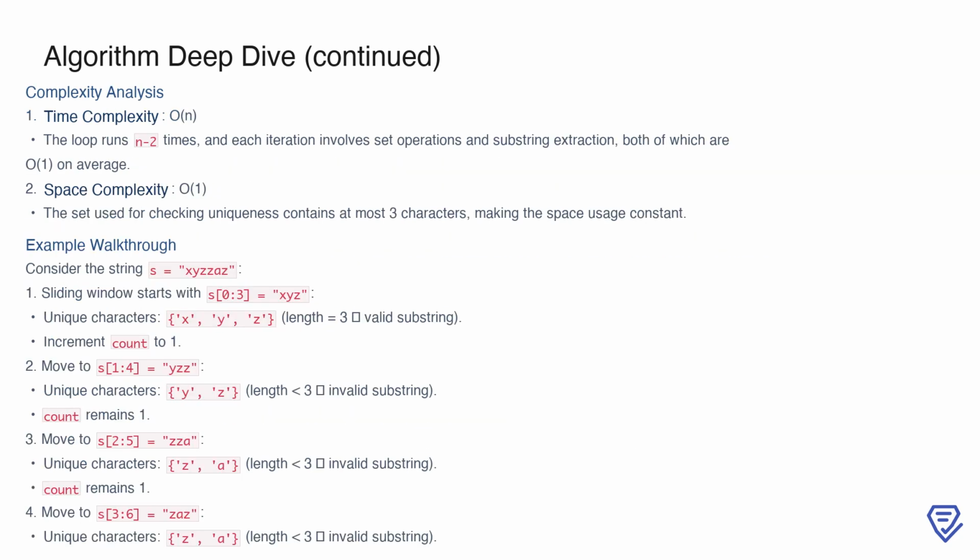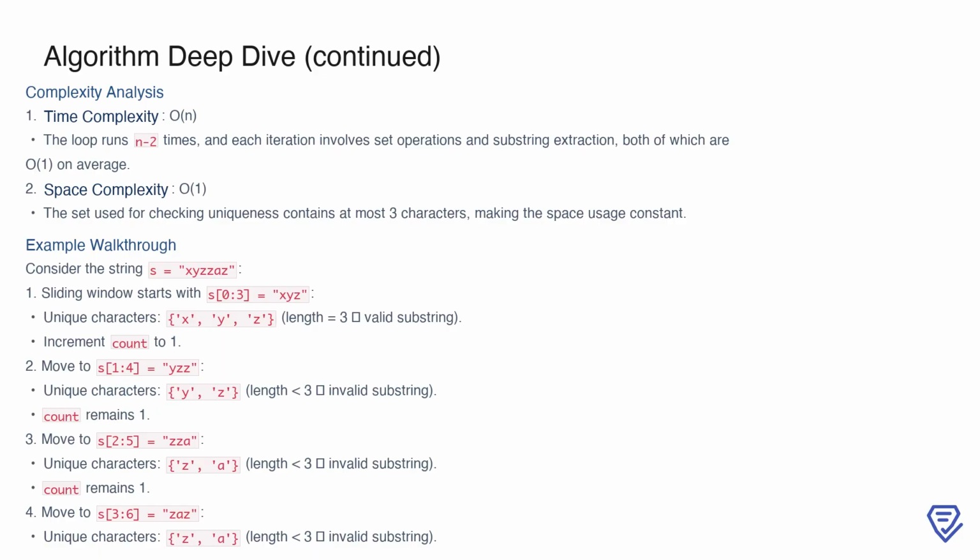The algorithm also performs very efficiently in terms of complexity. The time complexity is O(n), because the loop iterates through the string n - 2 times, and each iteration involves operations like substring extraction and set creation, both of which are O(1) on average. The space complexity is O(1), because the set used for uniqueness checks holds at most 3 characters, regardless of the string size, and no additional memory is allocated relative to the input size.